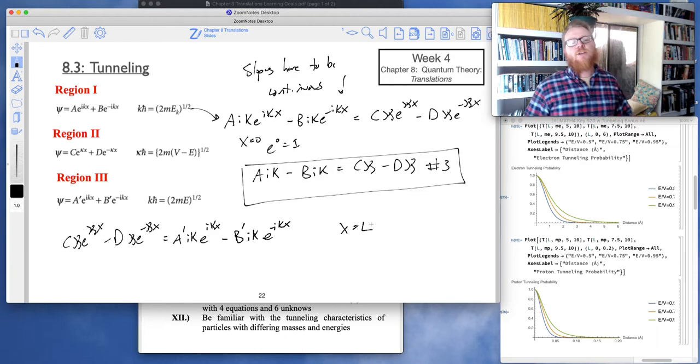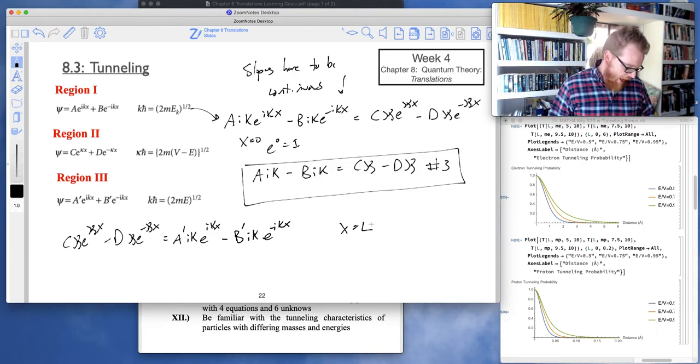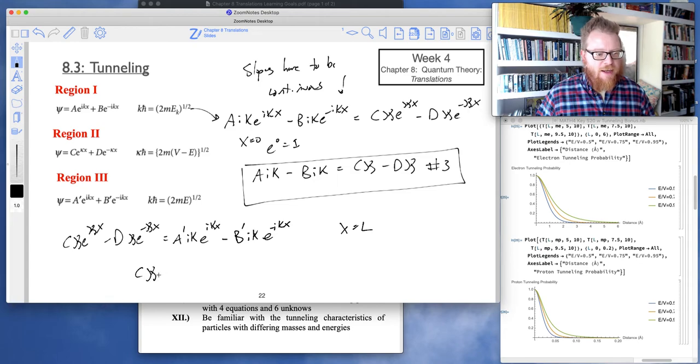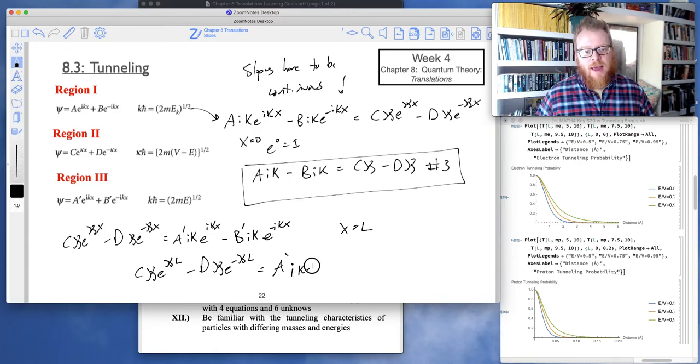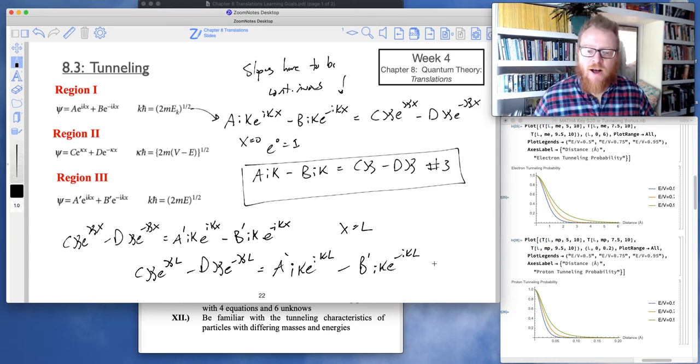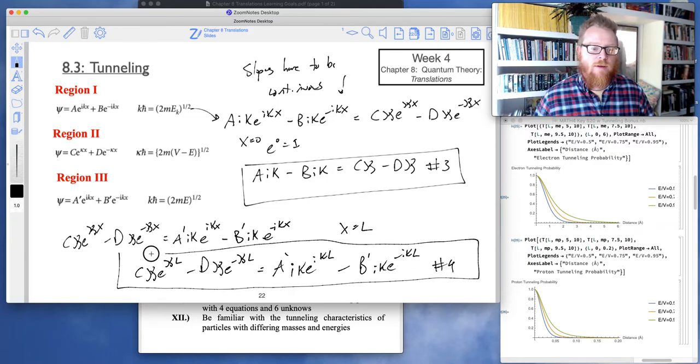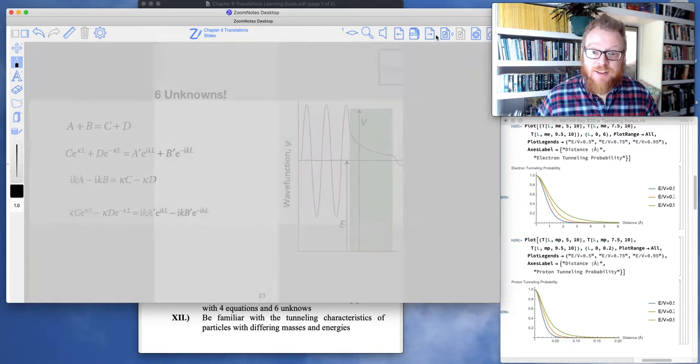And because these derivatives have to be continuous at x equals L, I can't eliminate any of the exponentials. I just have to substitute x for L. So let's write that really quick. Cκ e^(κL) minus Dκ e^(-κL) has to equal A' ik e^(ikL) minus B' ik e^(-ikL). I'm going to put a number 4 by that. That is our fourth condition. Let's see how we're doing here.